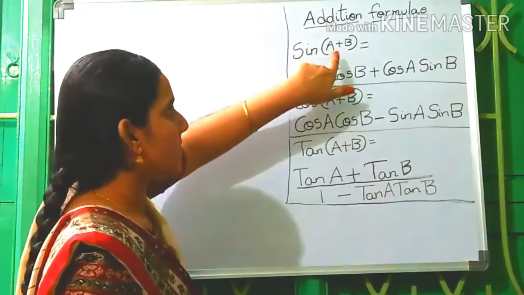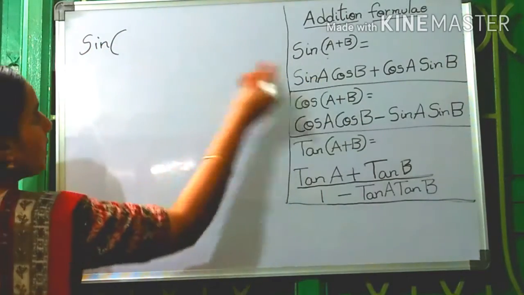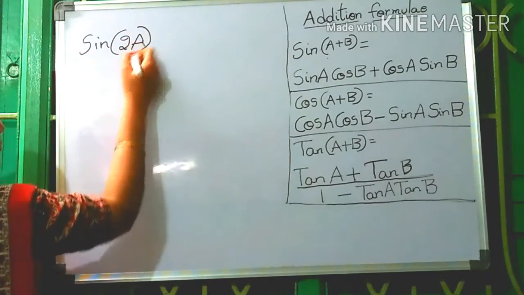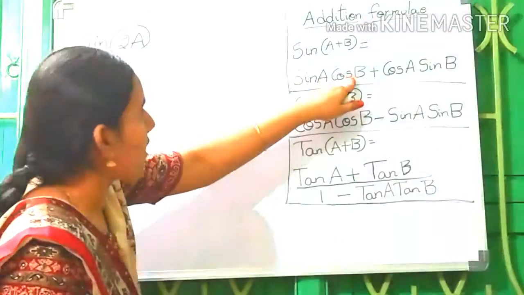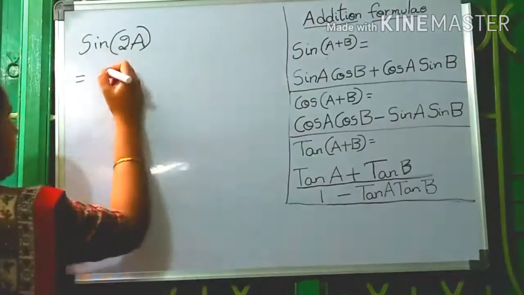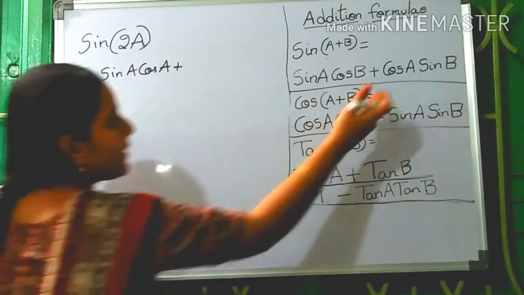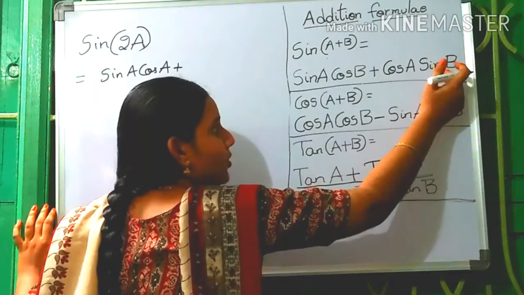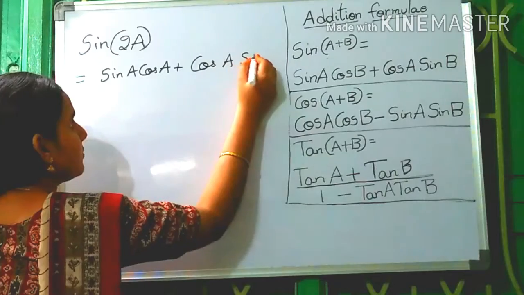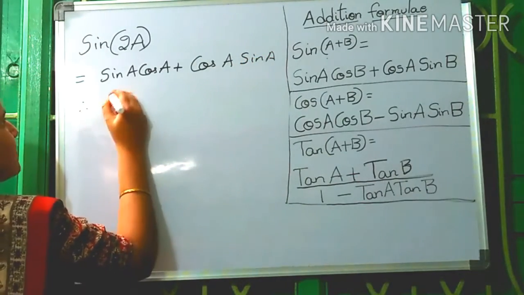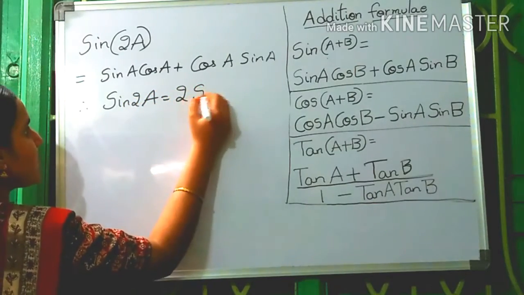What happens when we put A instead of B? Sin of A plus A, that is 2A. So we will get the formula for sin 2A. Sin 2A is equal to sin A cos A, because in place of B we have to put A, plus again cos A sin A. Therefore, sin 2A is equal to 2 sin A cos A.